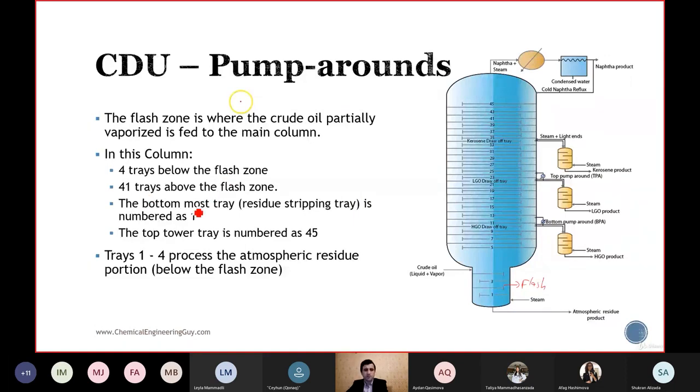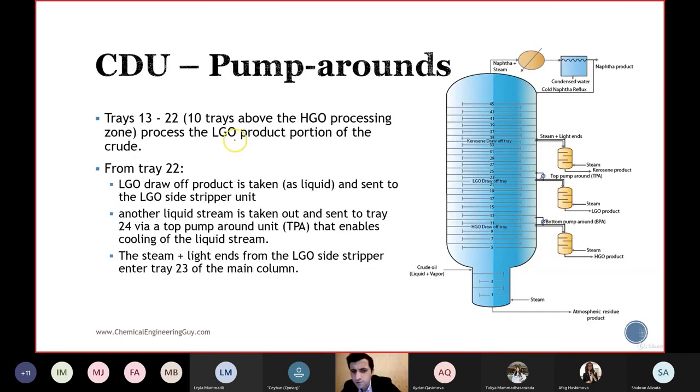So trays 13, 22. LGO draw off tray. On 10 trays above the HGO processing zone, we process the LGO product portion of the crude. From tray 22, withdrawal of product is taken and sent to the LGO side stripper. Another liquid stream is taken out and sent to tray 24.